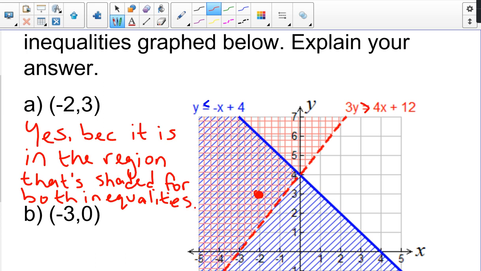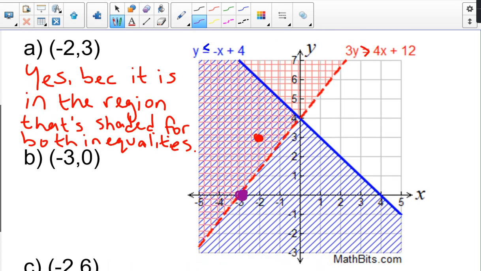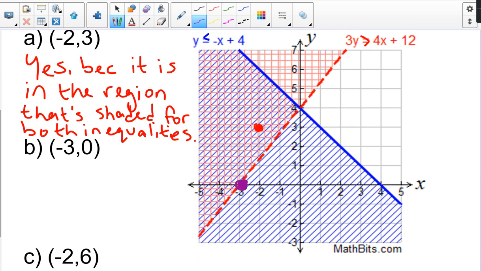Okay, the next point we have is (-3, 0). (-3, 0) is right over here on the x-axis and on that red dotted line. Is (-3, 0) a solution? Well, let's see. Is it in the shaded region for the blue line? Yes, it definitely is. It definitely is a solution for the blue inequality, y is less than or equal to -x + 4.